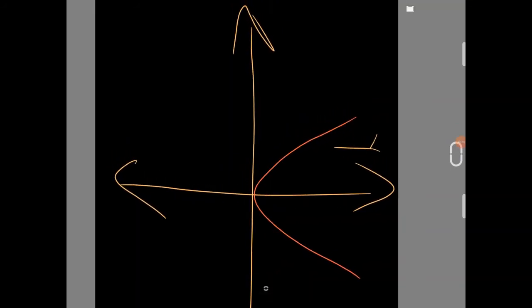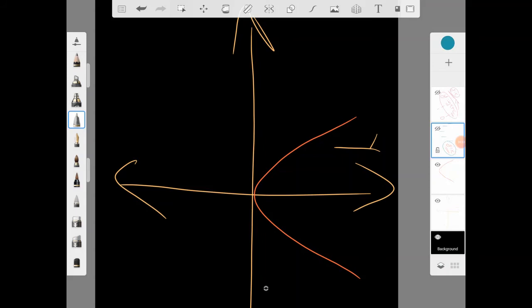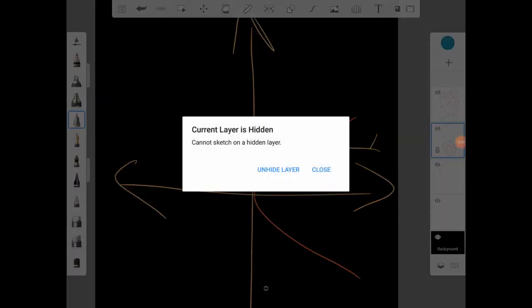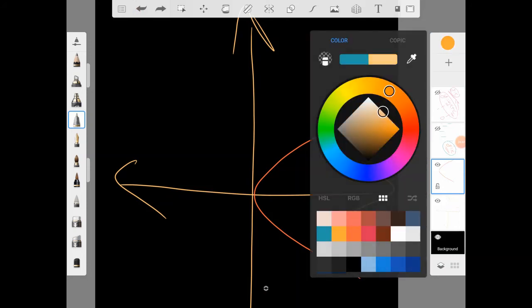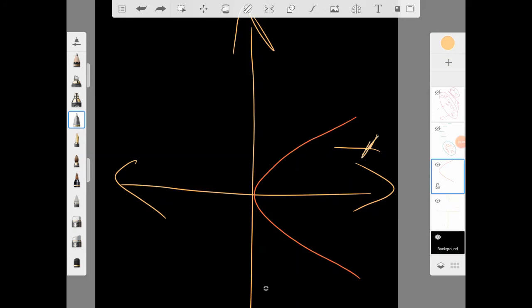Now what happens when I rotate this graph? This part actually becomes x-axis. Okay, let me change my color. This part becomes x-axis and this part becomes y-axis, right? So now what is the equation of this one?